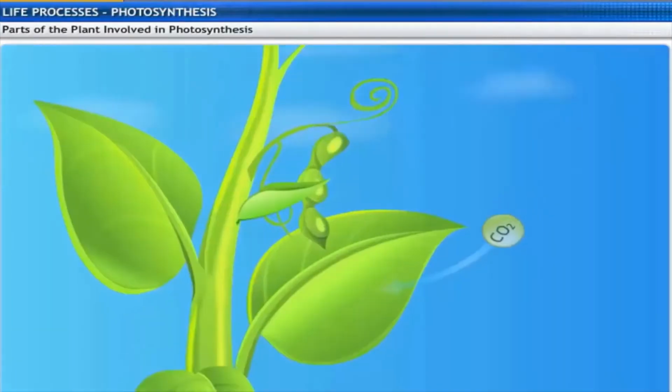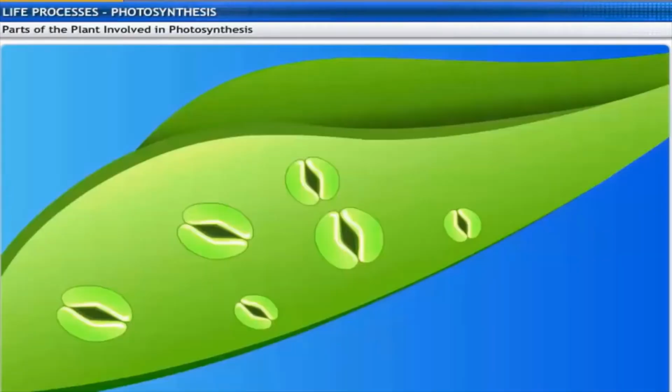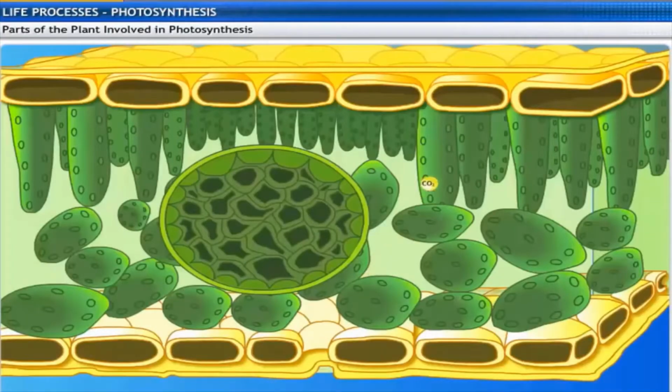Leaves have tiny pores on their surface called stomata. Stomata let in the carbon dioxide from the atmosphere. The carbon dioxide then diffuses into cell organelles called chloroplasts, which carry out photosynthesis.